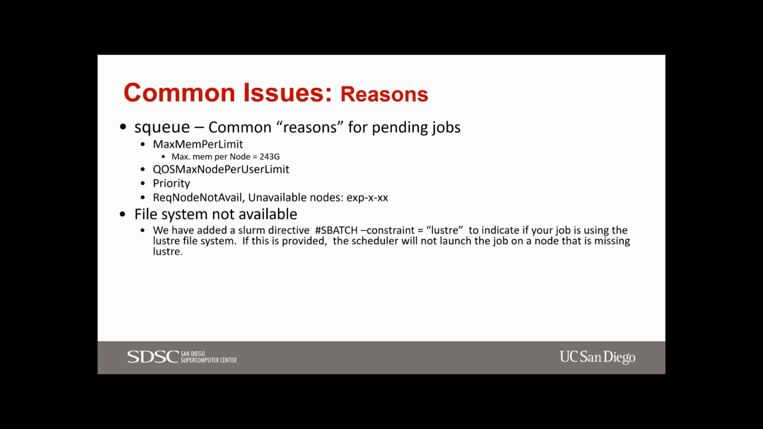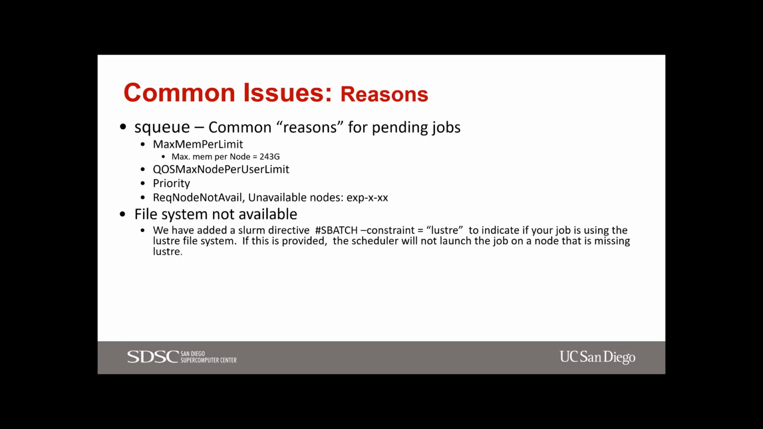So I talked a little bit about the reasons. So the max mem per node is 243 that we allowed. The max node per user limit, this again had to do with the shared queue. In the shared queue, we only allowed people to run on one node, less than one node. So actually in shared queue, you can't request all 128 cores.